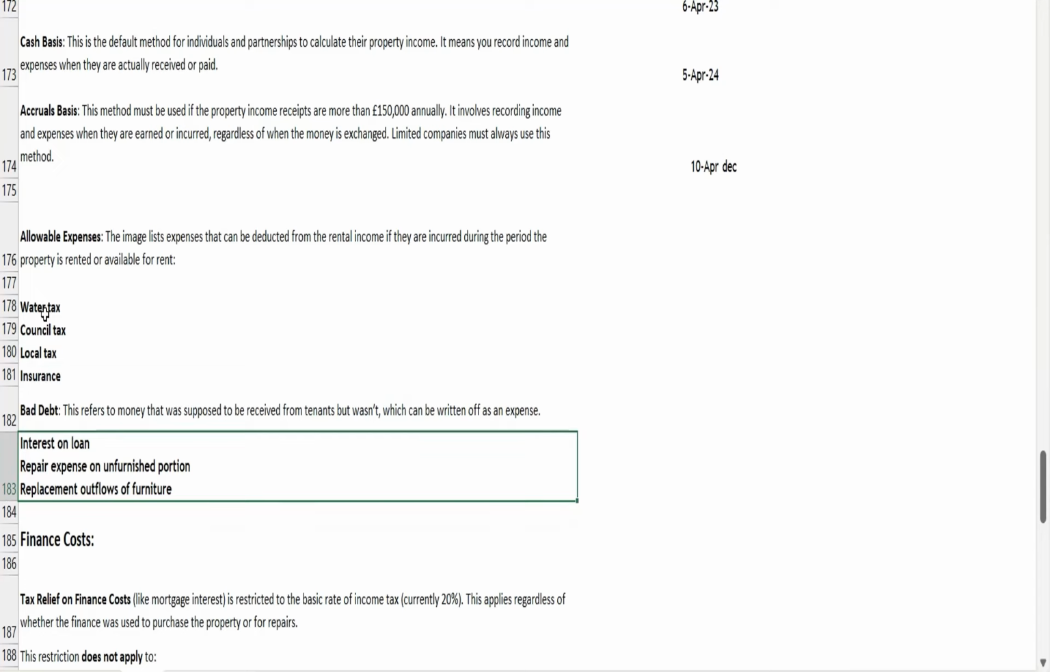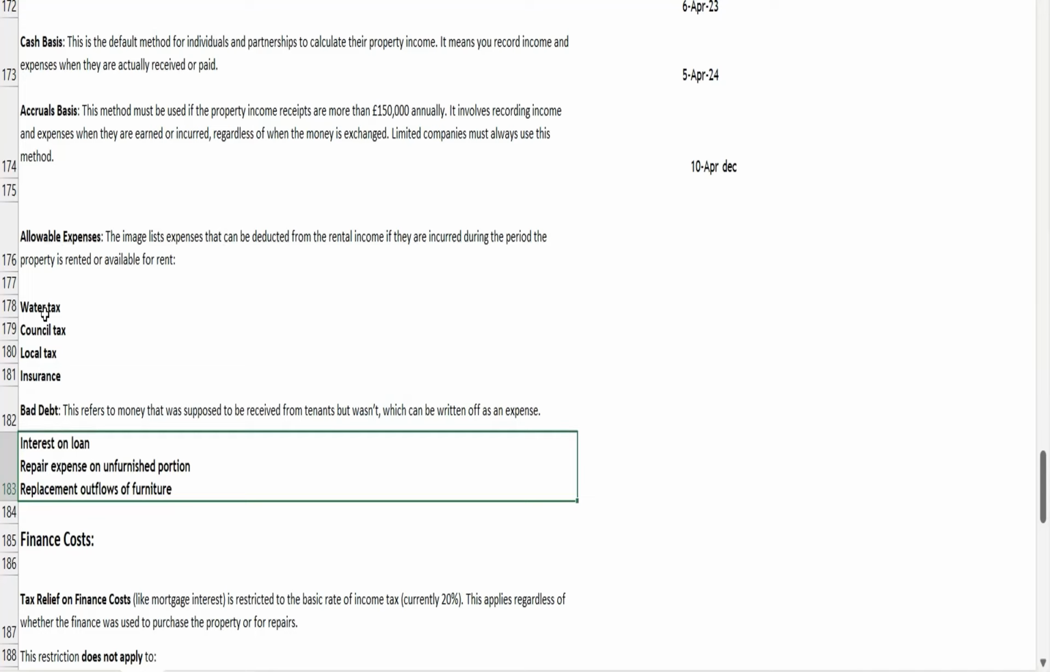And repair, in case you are doing any repair in the property, like you have changed the wall, door lock, or you have been changing the light or anything else in the property, that can also be deducted from the property expense. Okay, and replacement of furniture. So these are a few examples, a list of items which can be deducted from the property income.